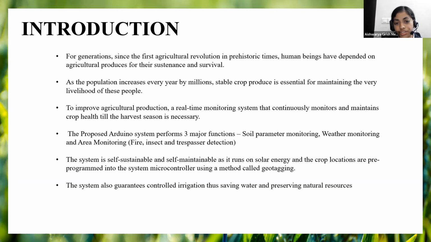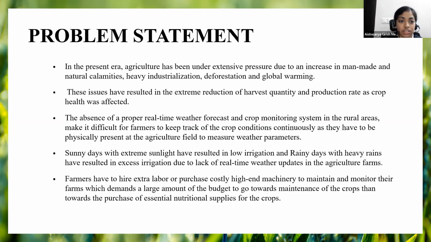The proposed system uses three major functions: soil parameter monitoring, weather monitoring, and area monitoring. Agriculture has been under extensive pressure due to man-made and natural calamities, and hence we need a real-time monitoring system in order to take care of crop health. This is something that is not there in most rural areas, and the farmers over there do not have enough money to buy extra labor or high-end machinery to take care of their crop fields.